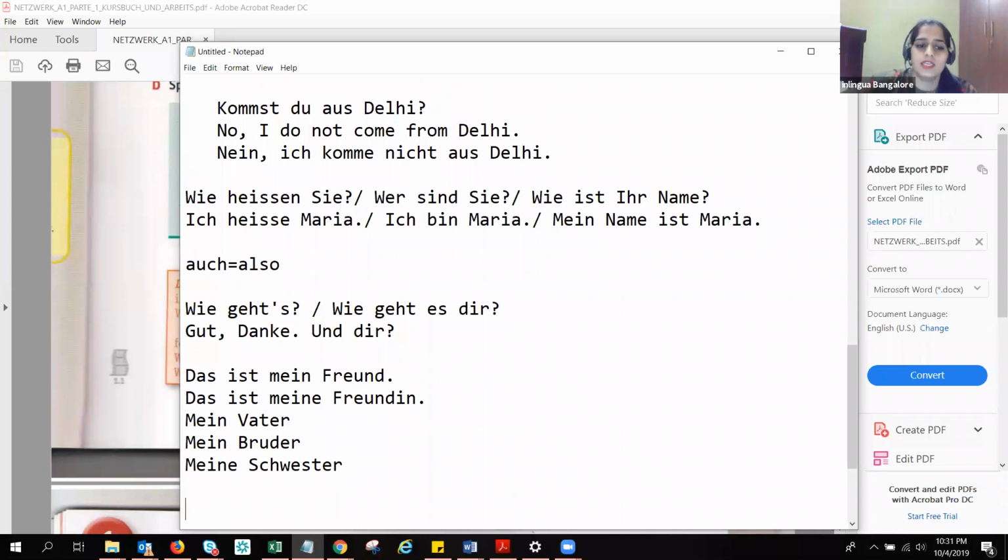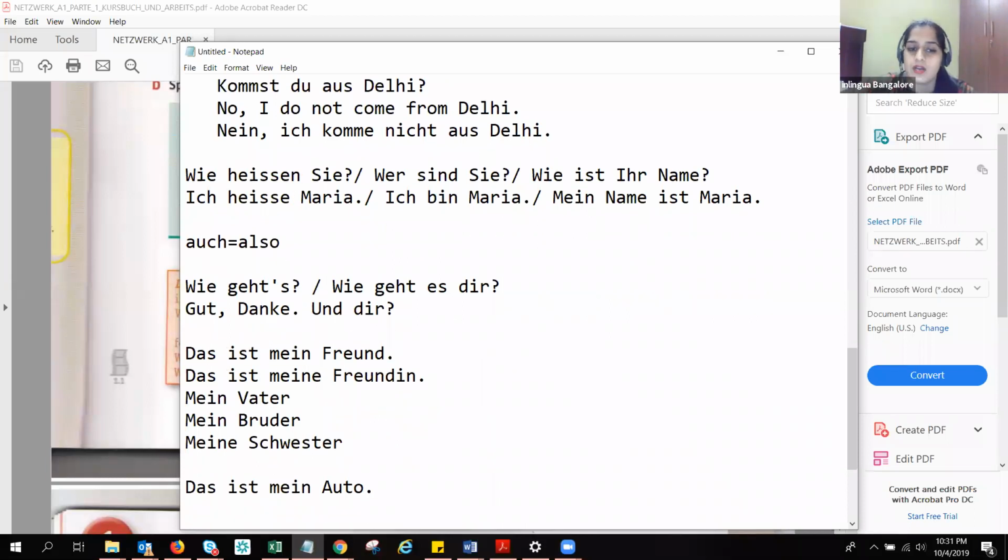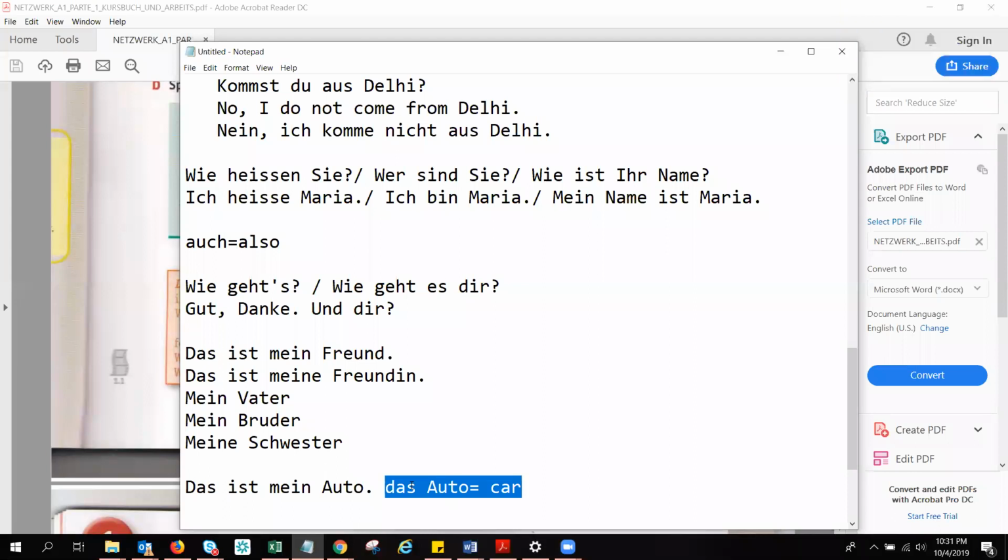Simple. If you're saying das ist mein Auto, Auto is car. Okay, so car, you cannot identify whether it is masculine or feminine. How can you identify that it would be male or female? But the article is das Auto. As I was telling you yesterday, if you're learning nouns, learn them with the article. So if you're learning car is Auto, learn car is das Auto. Das Auto.